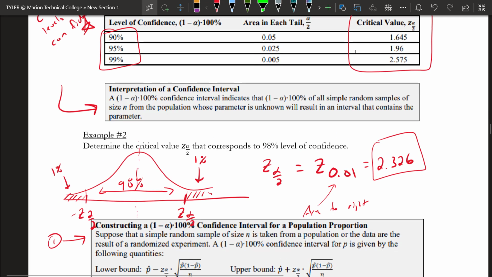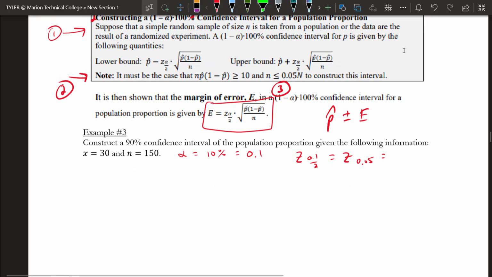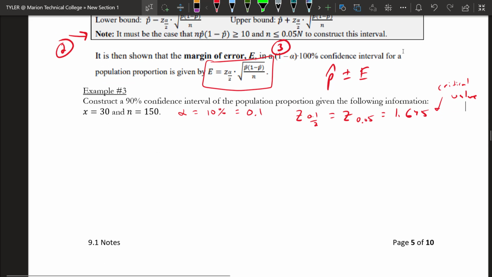So for 90% we use 1.645. So this is my critical value that I'll be using to construct my confidence interval. Then what I need to know is what my point estimate is, p hat. That's found by taking x divided by n. X is 30, n is 150. So if I take 30 divided by 150, I get 0.2.